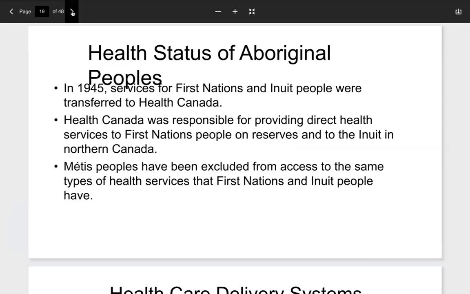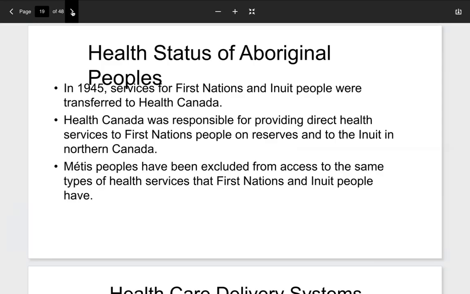So in 1945, the services for First Nations and Inuit people were transferred to Health Canada. So the federal government is responsible for covering a number of health-related goods and services for the First Nations and the Inuit under something called the Non-Insured Health Benefit Program. I believe that comes up in the next couple of slides. And this program does not include health-related goods and services for the Métis.